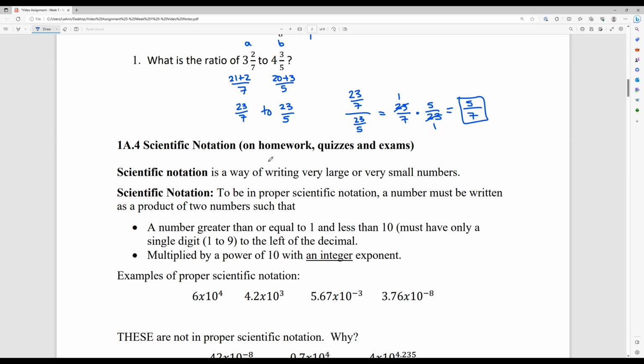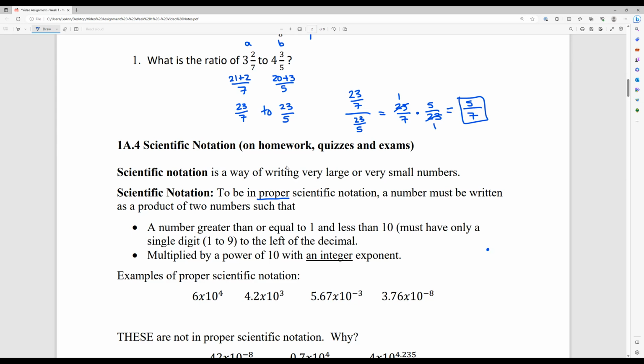So scientific notation is a way of writing very large or very small numbers in a more compact format. So to be in scientific notation, and when we say scientific notation, we mean proper scientific notation, a number must be written as a product of two numbers such that a number greater than or equal to 1 and less than 10. What that means is it has to be a single digit 1 to 9, needs to be to the left of your decimal point.